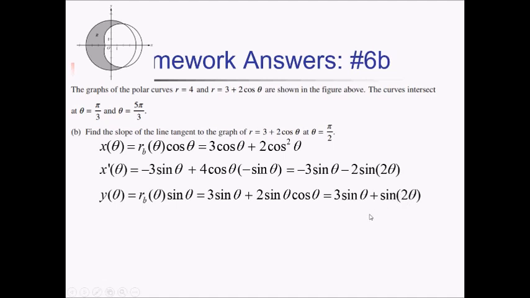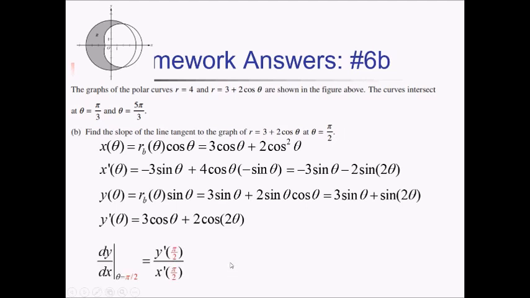So taking our derivative, 3 sine of theta is going to become 3 cosine of theta. And then this next term, now I avoid taking a product rule. Now it's just a simple chain rule. This is going to be 2 cosine of 2 theta. All right. In general, dy over dx evaluated at pi over 2. That's going to be y prime of pi over 2 over x prime of pi over 2, just using our parametric slope setup here.